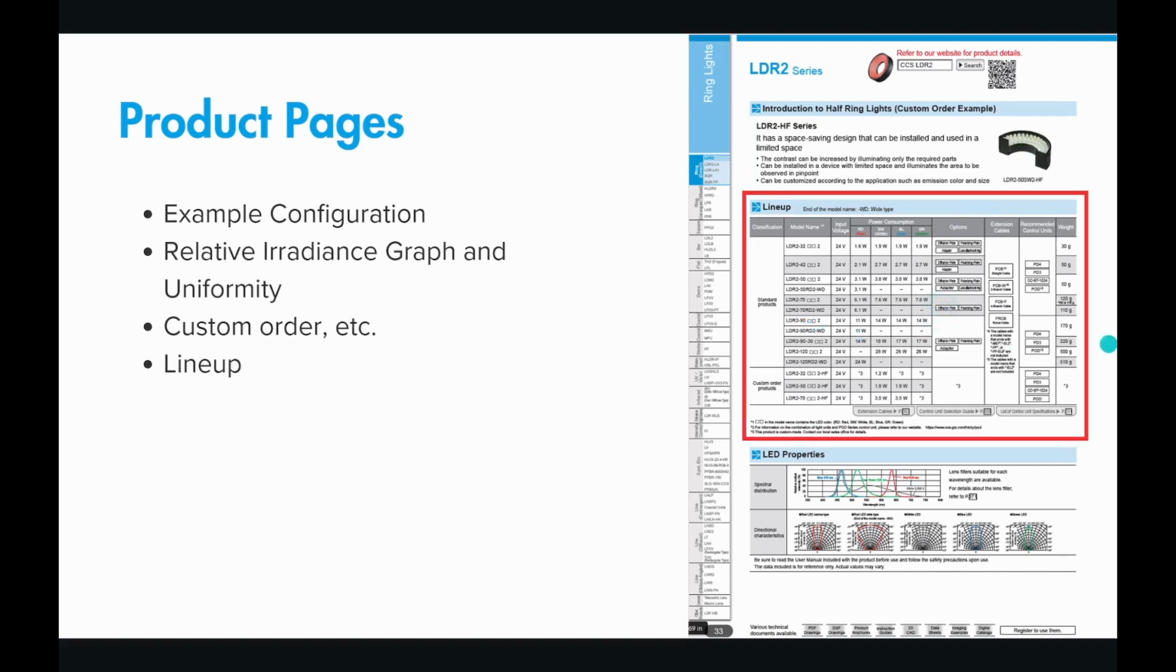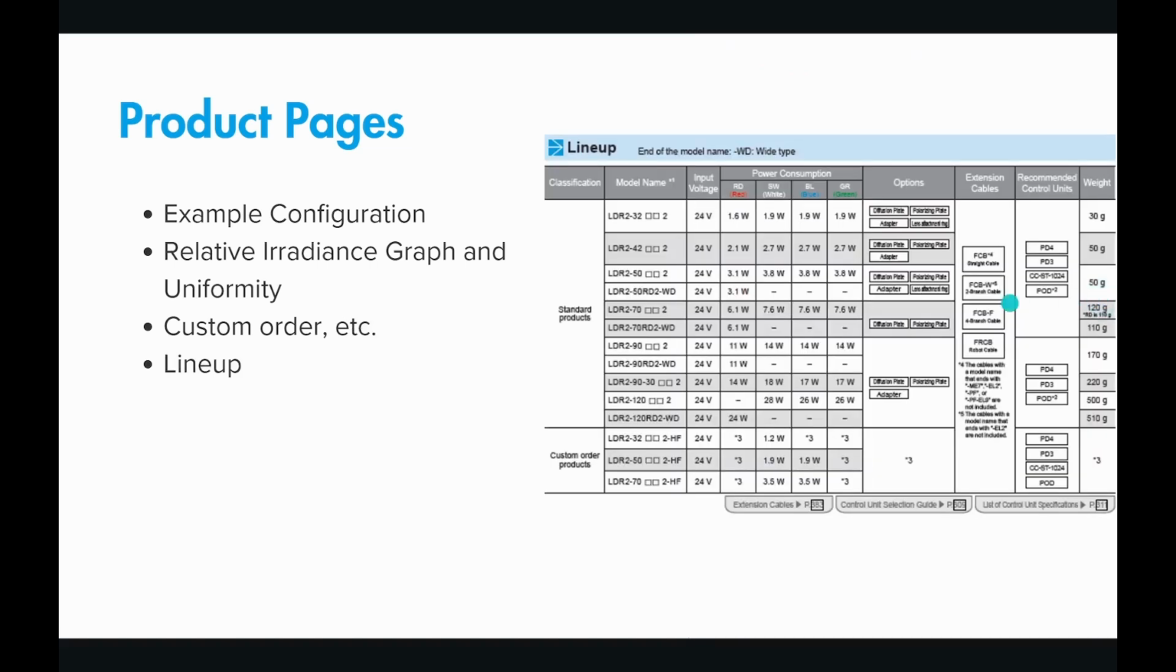Next is the lineup. So to zoom in on the lineup here, you have your classification. Is it a standard product? Is it technically a custom order product, or maybe more of a made to order product? And then it has the model name. It has the input voltage. Most of our lights are going to be 24 volts. If it doesn't say 24 volts right here, that means the light is current driven, and you would need a special controller for that.